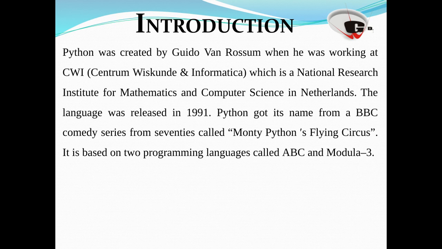So Python was first created by whom? It was created by Guido van Rossum. It was created in the year 1990, to be more exact, in the year 1991. It was created at the CWI Institute, Centrum Wiskunde Informatica, which is in Netherlands. And the person who developed it was Guido van Rossum.